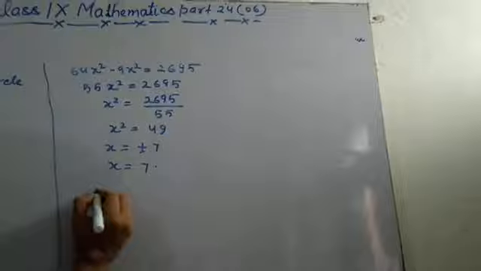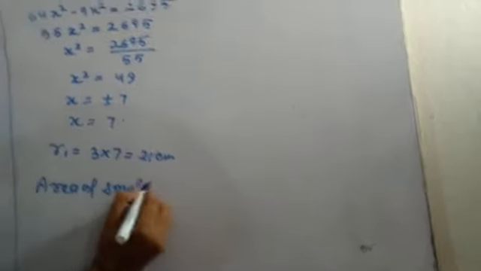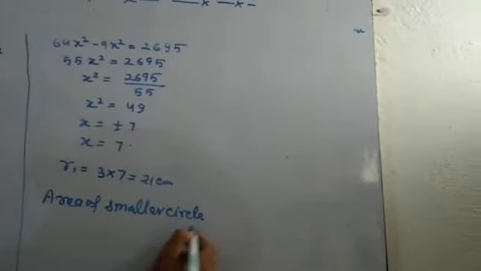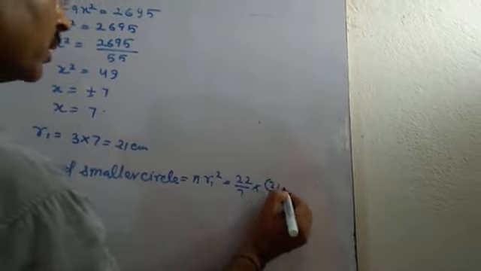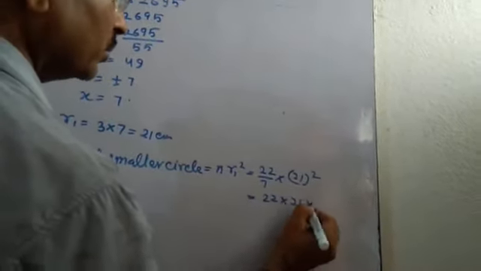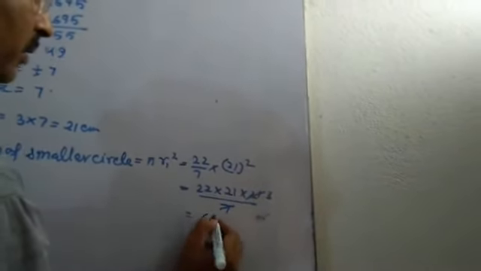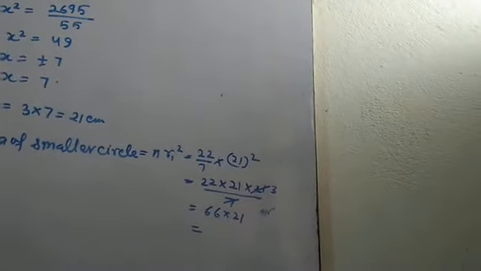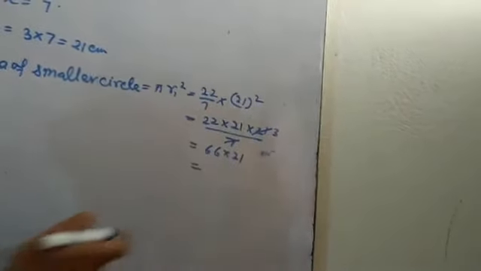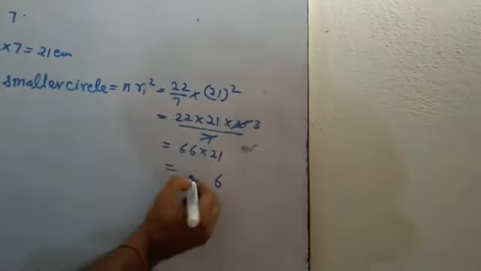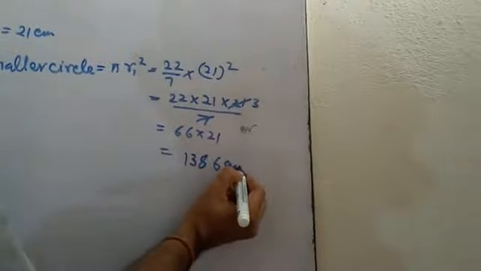Then r1 equals 3 into 7, 21 centimeter. Area of smaller circle equals pi r1 square, 22 by 7 into 21 square. 22 into 21 into 21 by 7 is 66 into 21, that will be equal to 1386 centimeter square.